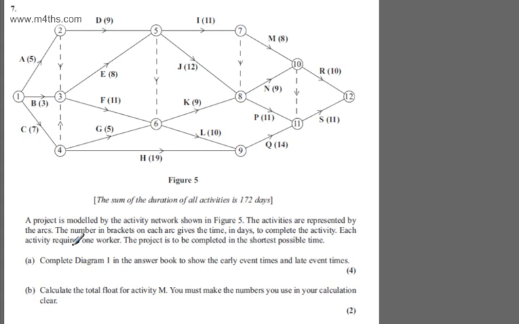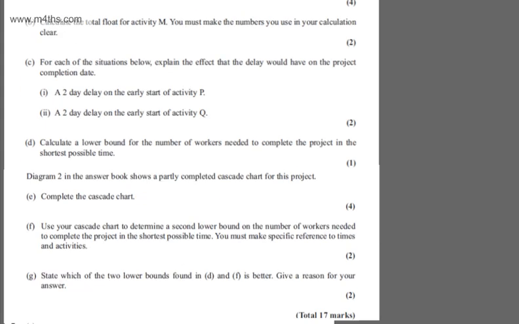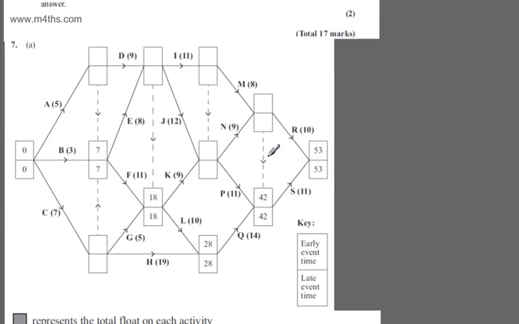In part A for 4 marks, we're told to complete diagram 1 in the answer book to show the early event times and late event times. So let's go ahead and do that. And here now is the template we're given. So the top box is the early event time, the bottom box is the late event time. The first thing I'm going to do is carry out a forward pass. So we're going to consider the early event time for each of these blank events.